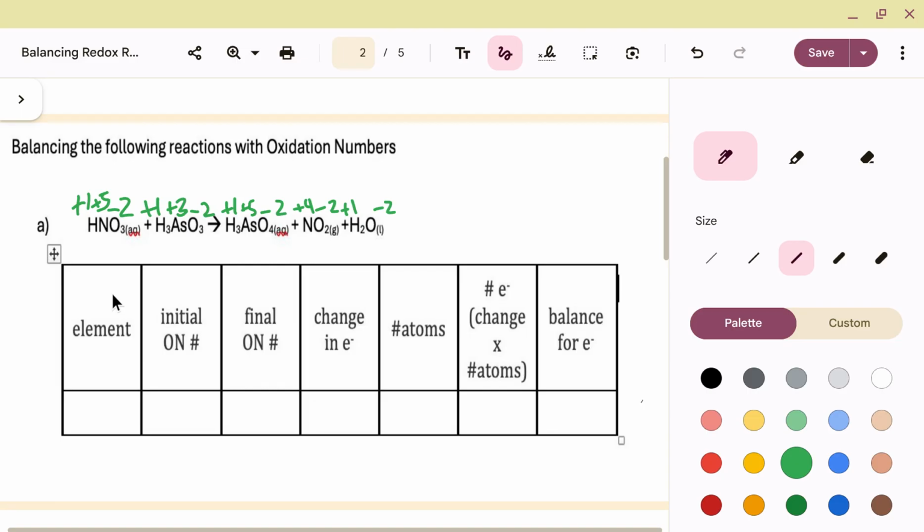What's changing here is nitrogen going from +5 to +4. So my one element I'm looking at is nitrogen going from 5 to 4. That's an exchange of 1 electron, and because there's no subscript on my nitrogen, that's just one atom, so that is just an exchange of 1. Then I'll look at my next one and I see that As is going from +3 to +5. So that is an exchange of 2 electrons. Same thing, no subscript, so just one atom, so that's going to be a 2.